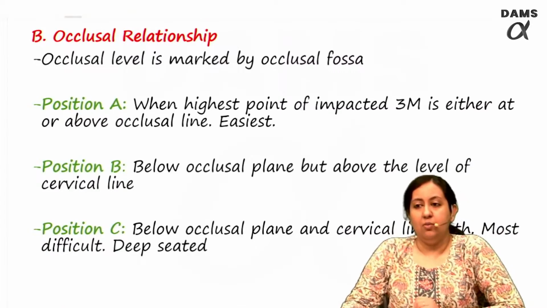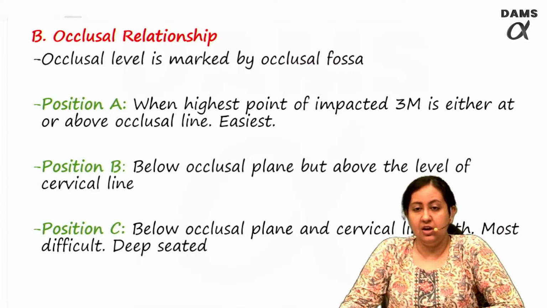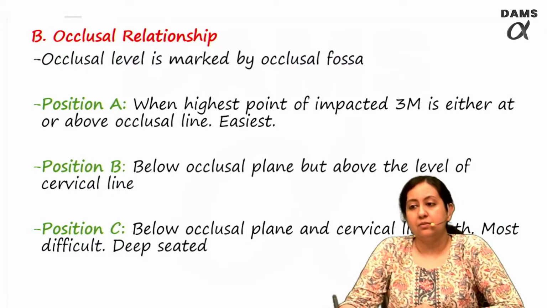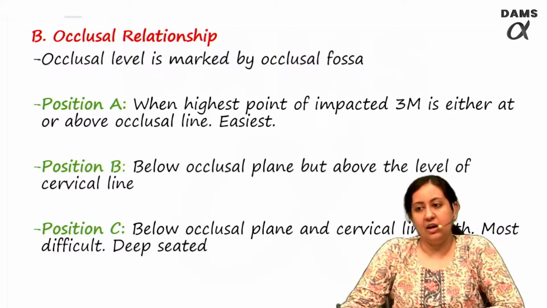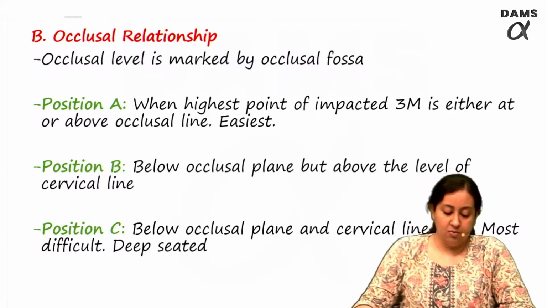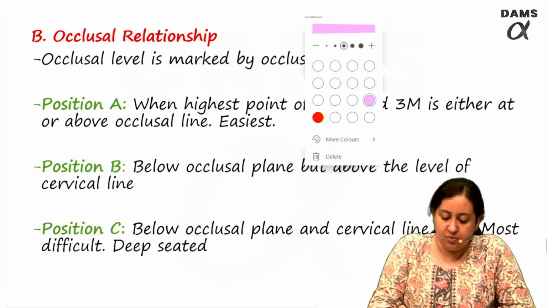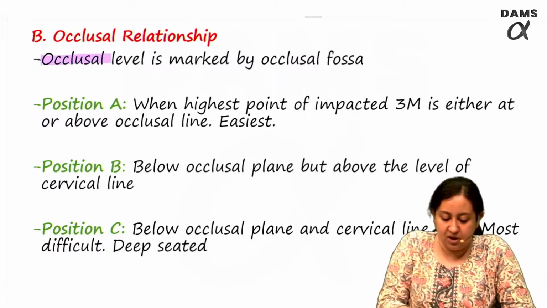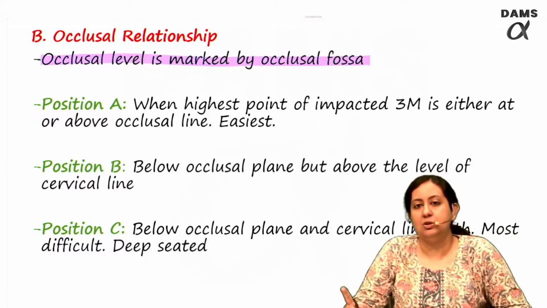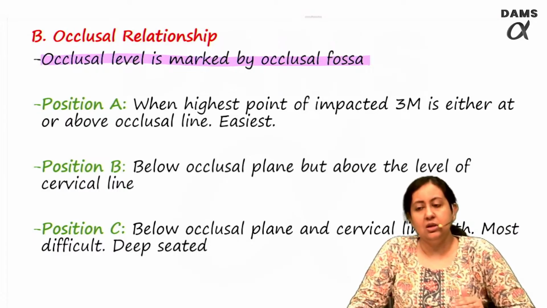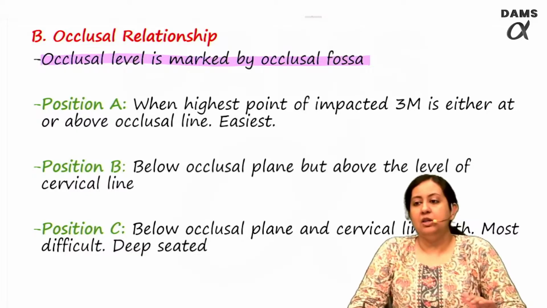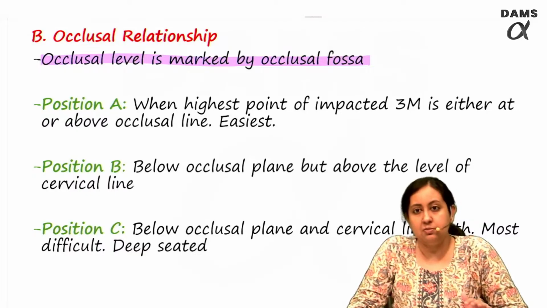Now the second component, occlusal relationship. Alright, we have just seen the ramus relation. Second is occlusal relationship. I'm sorry, we had not covered occlusal relationship till now. After that is your angulation and then your expected complications. Now, the most important point that you all have to remember is occlusal level is marked by occlusal fossa and not the cusp tip. Please remember, whenever we are speaking in terms of occlusal level or impactions, the occlusal level is always marked by the occlusal fossa and not the cusp tips.